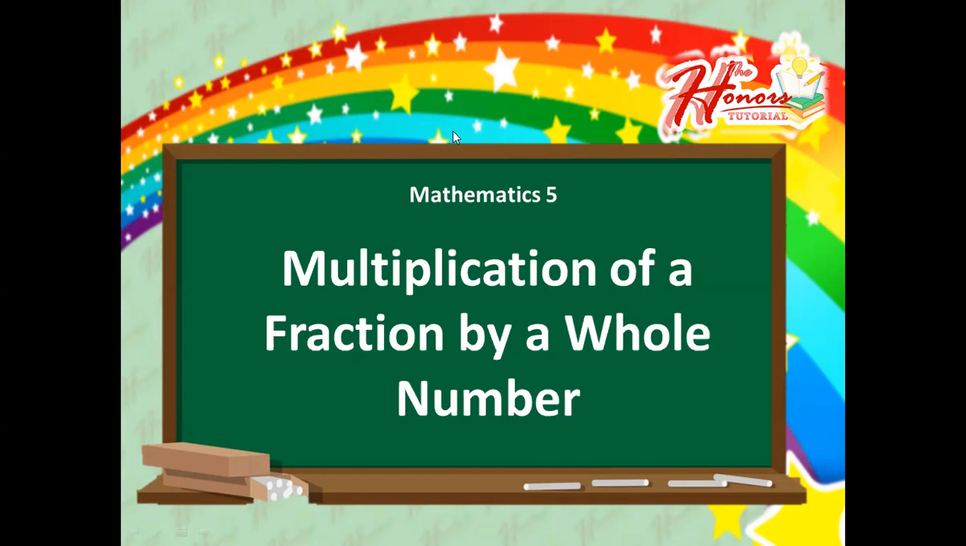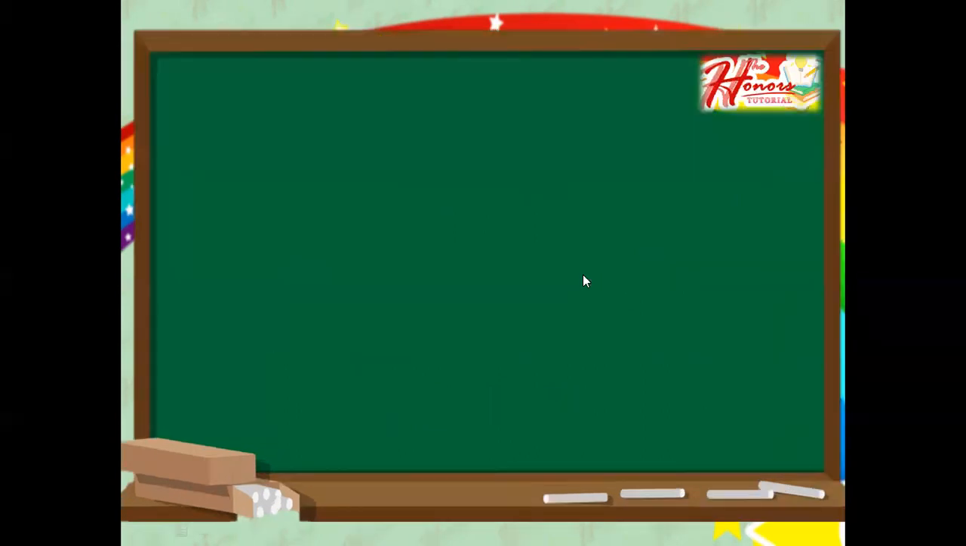Our topic is about multiplication of a fraction by a whole number. This is under Mathematics 5. So let us have our first example. This is 6 over 8 times 40. There are two ways of solving it. Let me just show you the first way now, and then later, let's use the other way of solving this kind of equation.